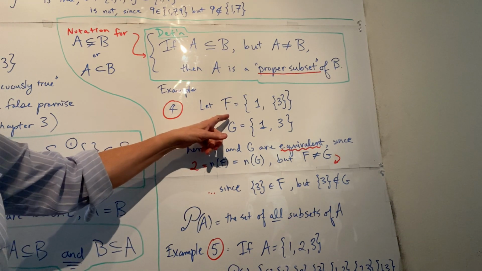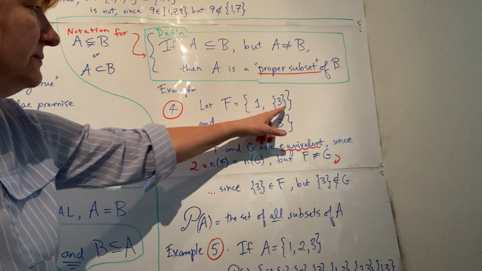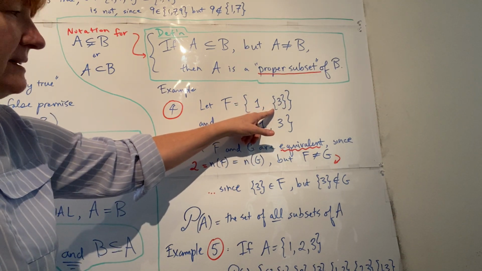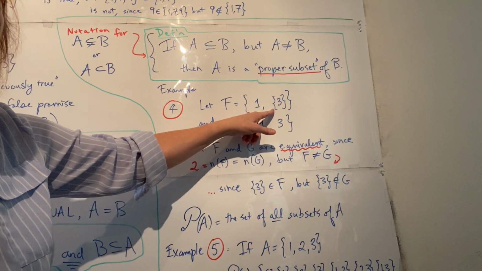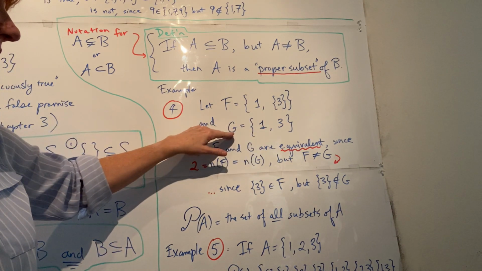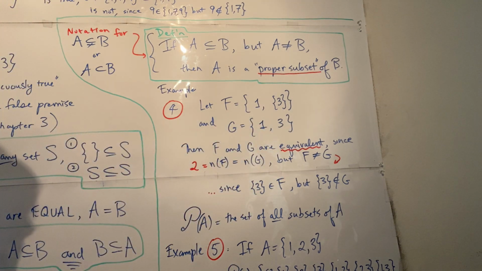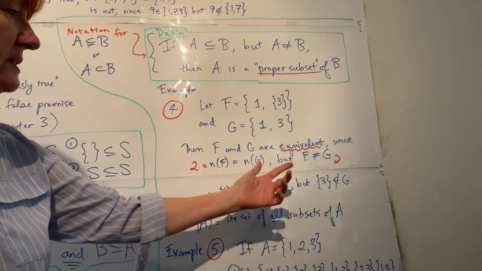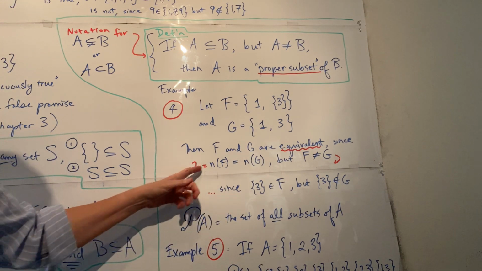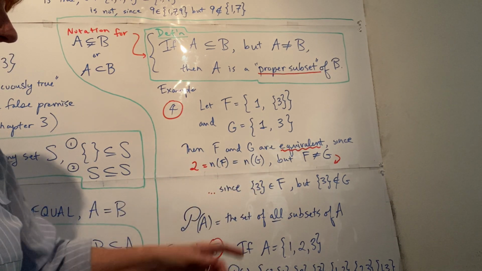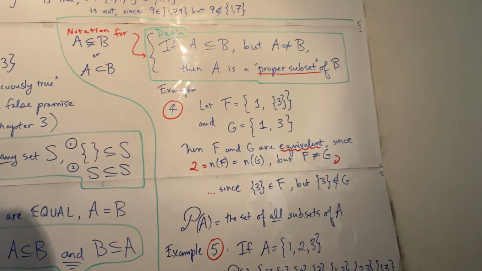Suppose F is the set with two things in it. One of them is the number 1, the other one is the set containing the number 3. And let's say G is just the set containing 1 and 3. You'll notice that F and G are equivalent because they have the same cardinality. There's a one-to-one correspondence between them, but they are not equal.